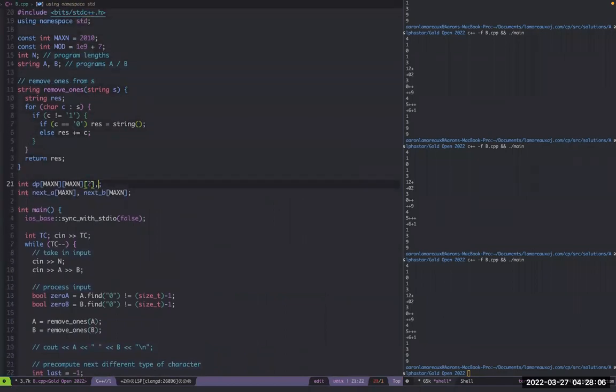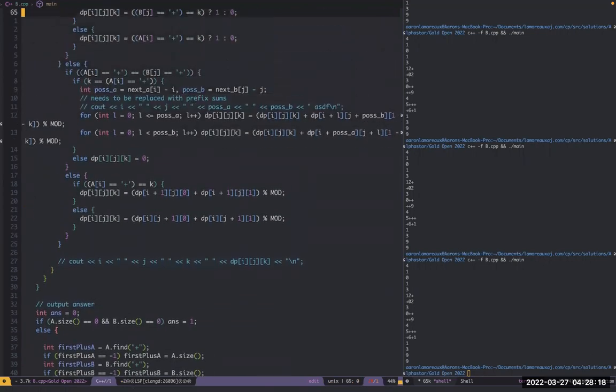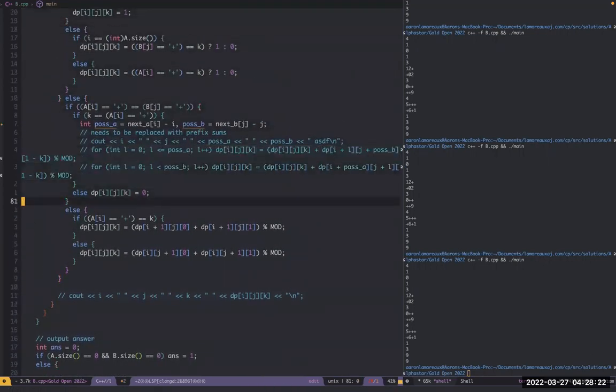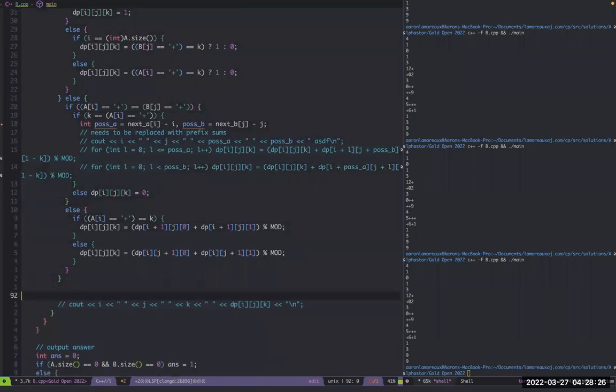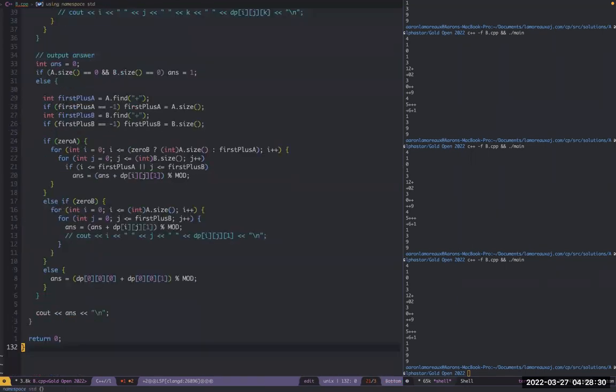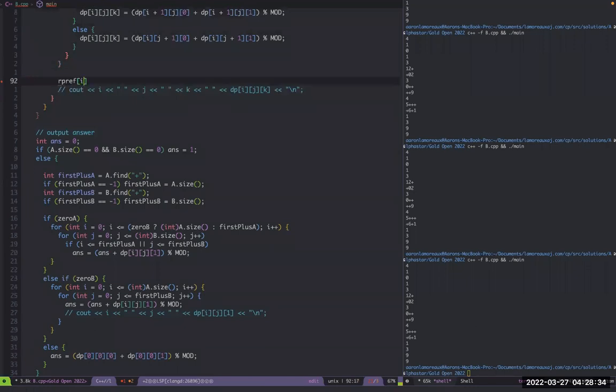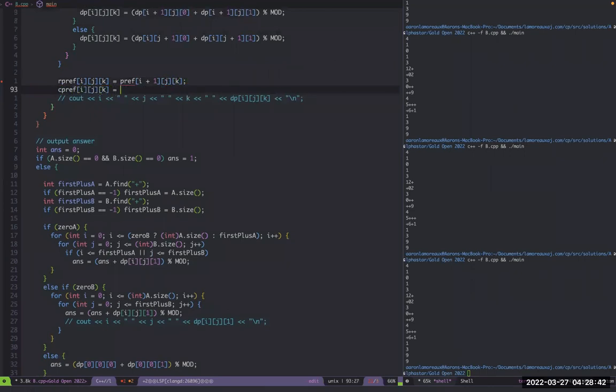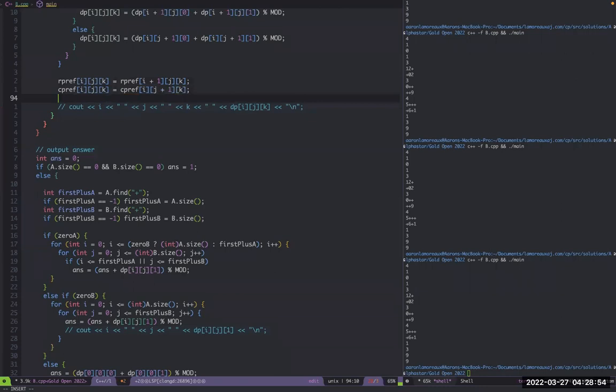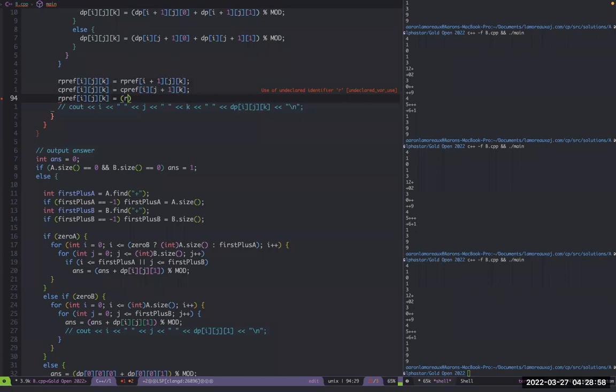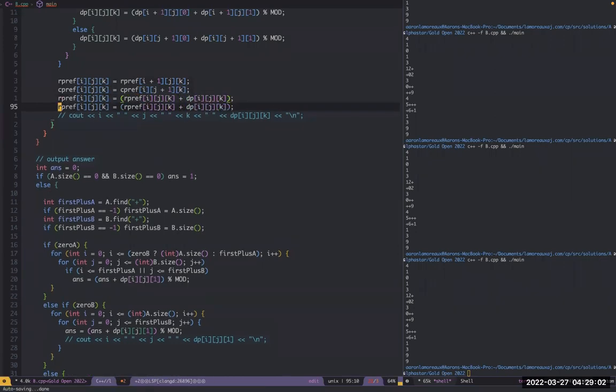Okay, so we're gonna want this is the code we need to change. And here we need to actually update these. rpref ij k equals rpref I plus 1 jk, cpref I equals. I guess add it to our prefix sums.